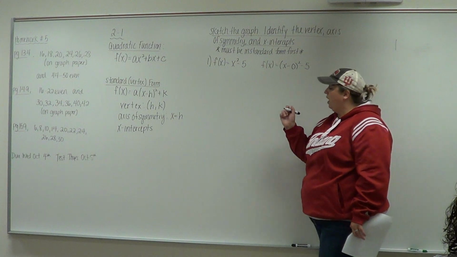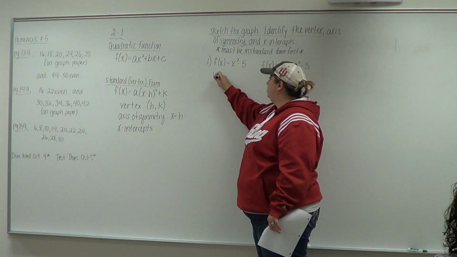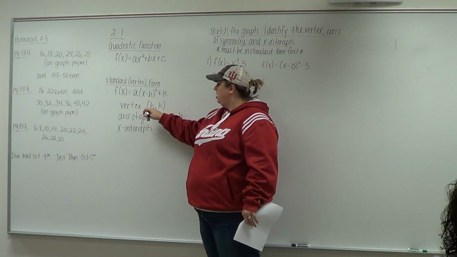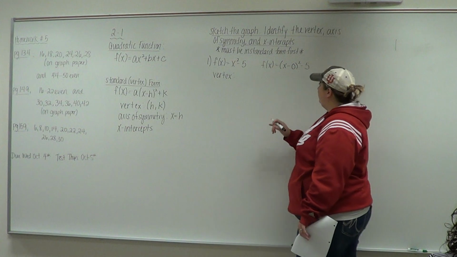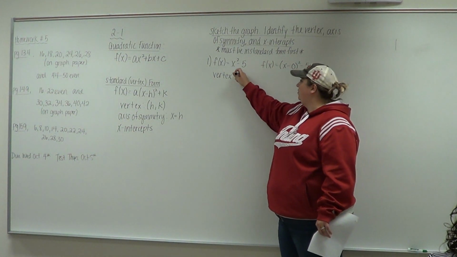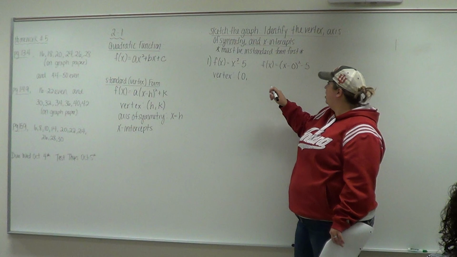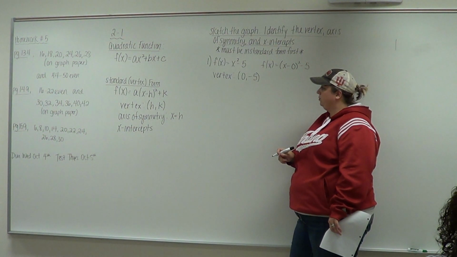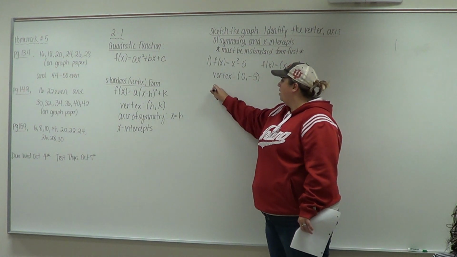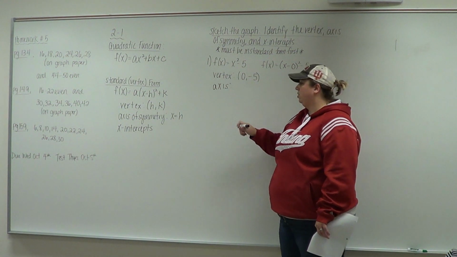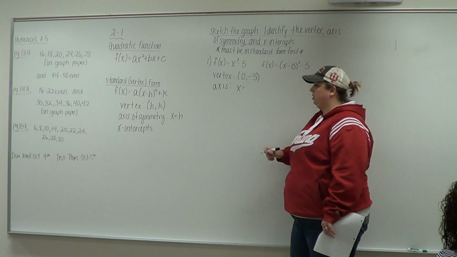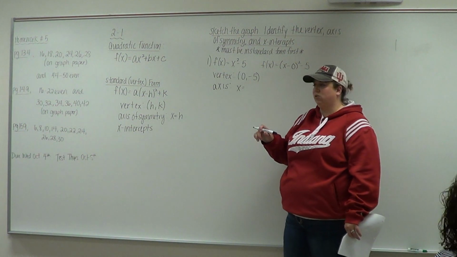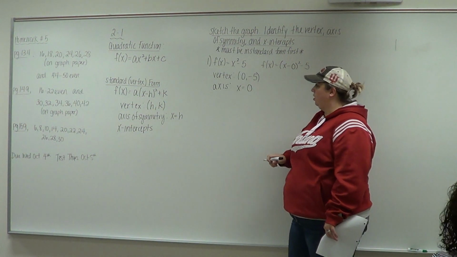Okay? So if I want to find my vertex, I take the number that's subtracted from x, and I take the number on the outside. Well, if nothing's subtracted from x, that number is 0, so my vertex would be 0, and my number on the outside is negative 5. Okay, the axis of symmetry has to be x equals, because it's a line, and the number that you use is the x number in the vertex. So this would be x equals 0.